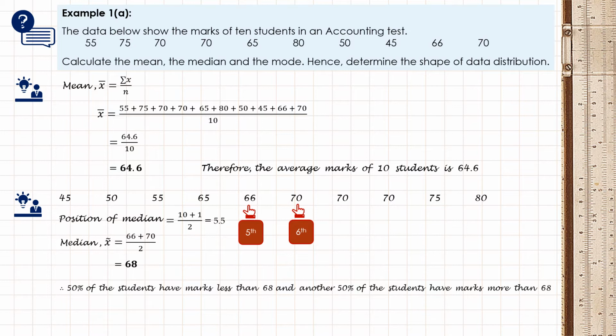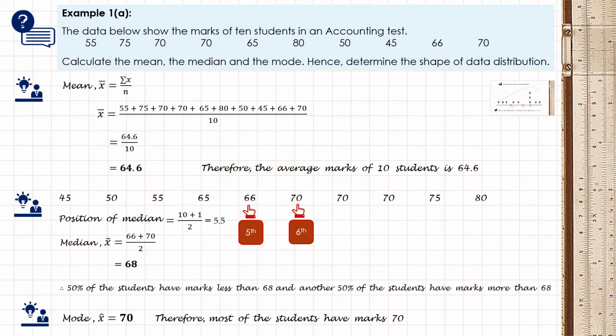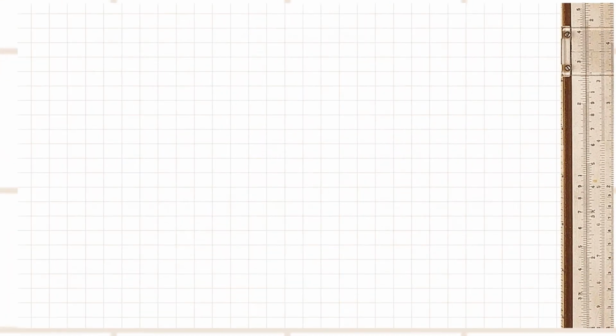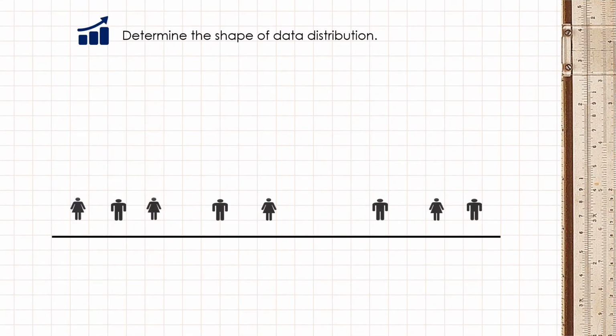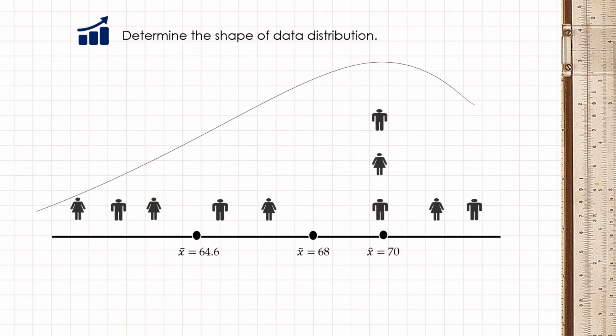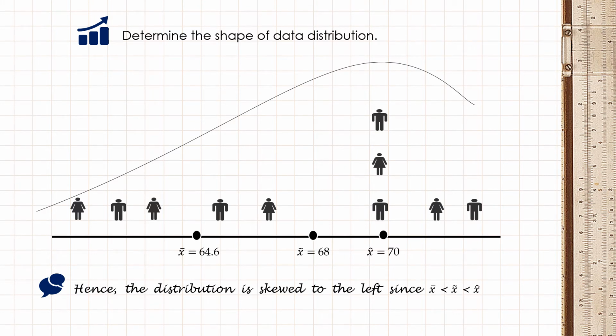For modal value, we have to identify the most frequently occurring value. Based on this data, we see that 70 occurs 3 times. So the mode is 70. Therefore, we can conclude that most of the students have marks of 70. And then determine the shape of the data distribution based on the mean value, median value, and modal value. So we can say that the distribution is skewed to the left because the mean value is less than the median value.